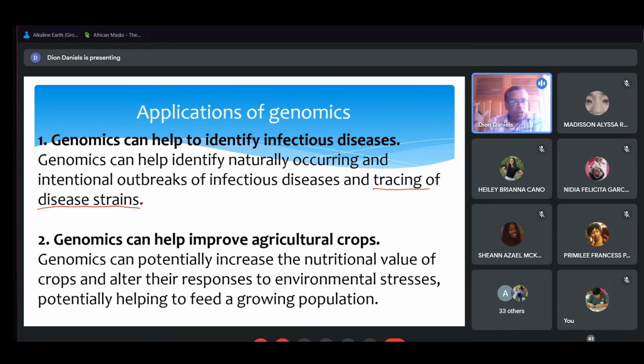Where is it that you want to insert a gene that would give that plant more resistance to a particular pest or disease? Where is it that you want to insert that gene for that plant to give you higher yields? So you have to have an understanding of the genome of the organism when you're using recombinant DNA technology to develop genetically modified organisms, okay?